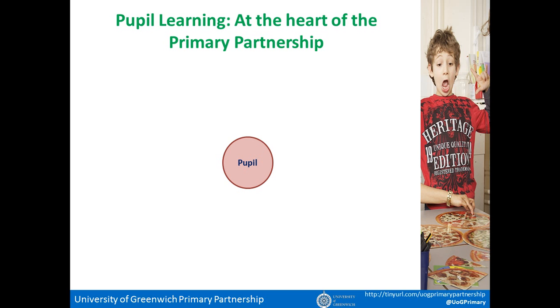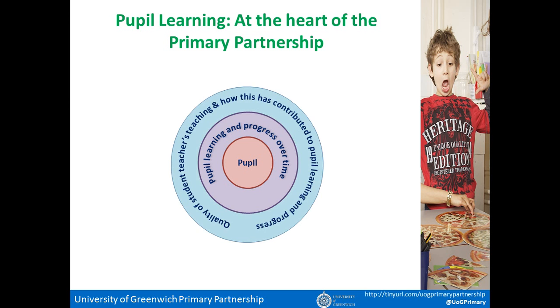The overall quality of a student's teaching is primarily judged by the impact they have on pupil progress over time. With this in mind, pupil learning is at the heart of the primary partnership, and the feedback provided to students should be given through this lens. In particular, the focus of the feedback should consider the quality of the student's teaching and analyse how this has contributed to pupil learning and progress.